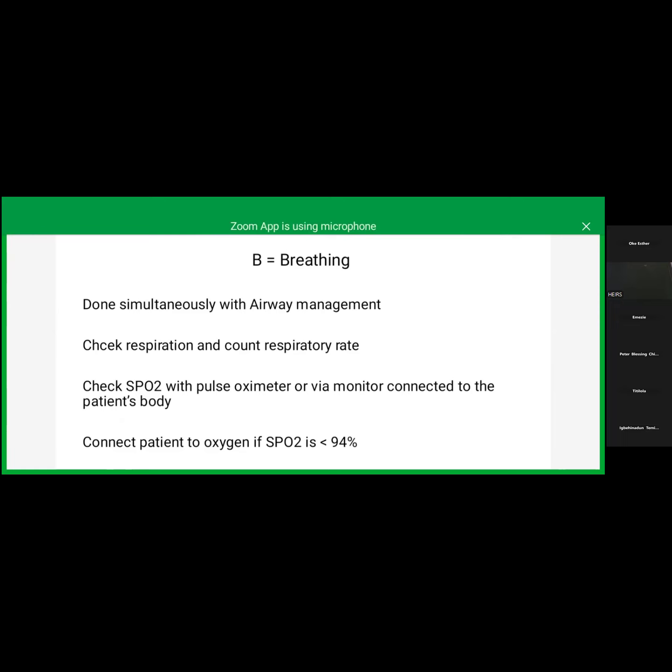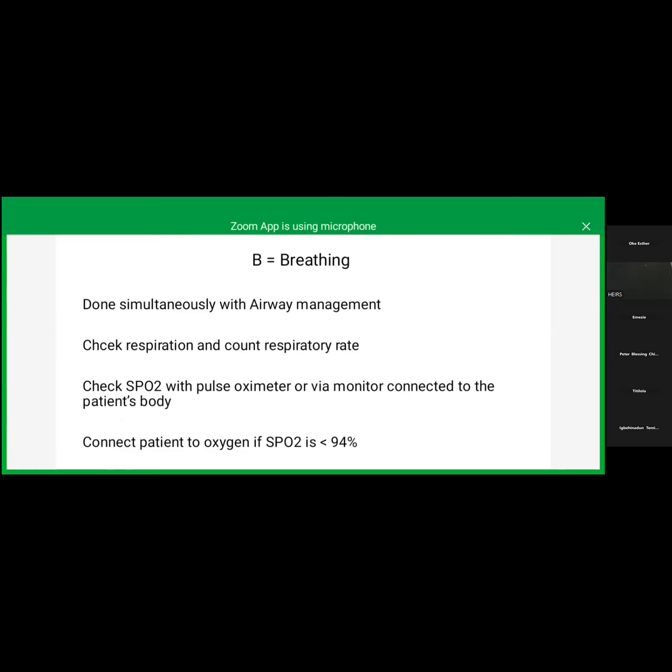The first thing we need to do is the maneuver, the head tilt and the chin lift. We do the maneuver, head tilt, chin lift, look through the mouth, look through the nose. If there are secretions, we suction. Most of the time, if we suction the secretions, then the problem is solved. We don't need to go any further.